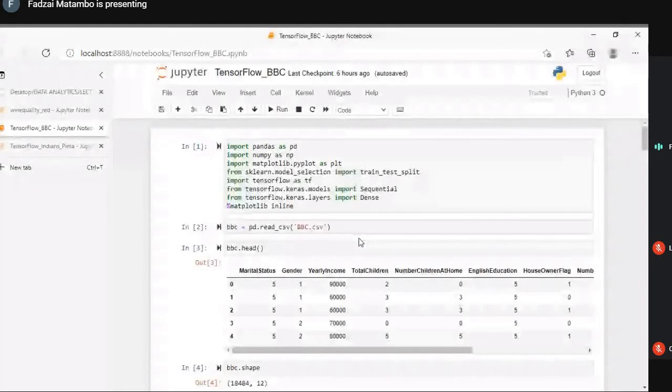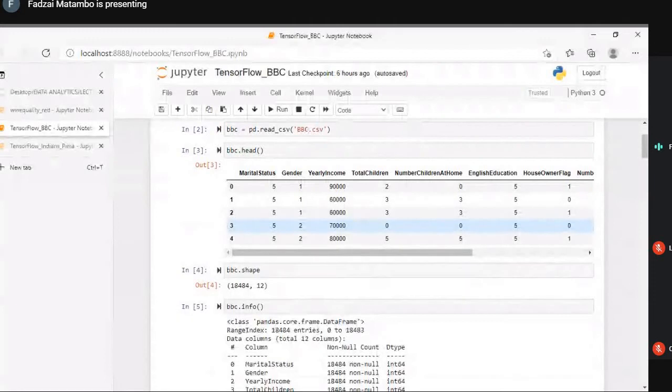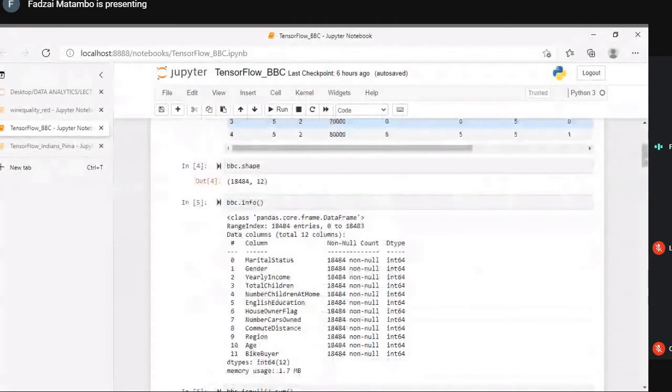Okay, can you see my screen? Yes, I can. All right. So I started with important ones, and then I have the other ones which are at the bottom. Then I managed to read my data set bbc.csv, and then I had to check on the first 5 entries, including the columns. And then the shape as was done by the previous presenter. And then the info, this is just the same as before.